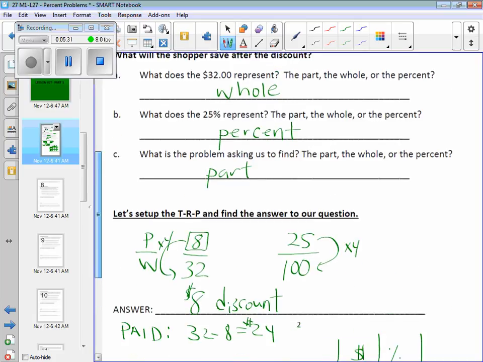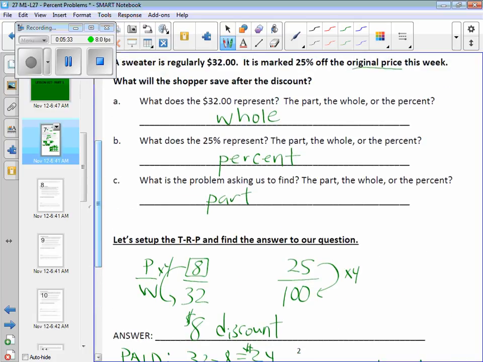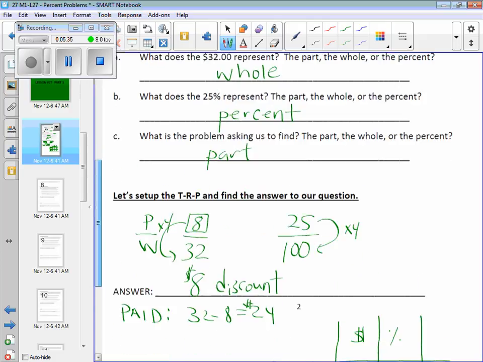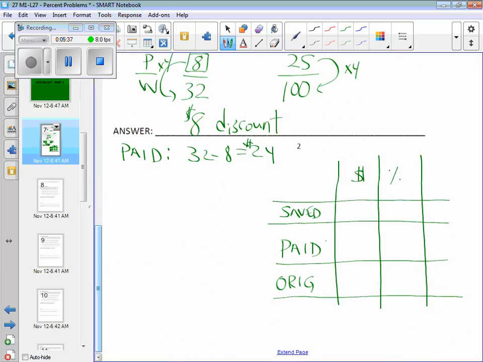The $32 goes where on the table? There's 6 different spots where it can go. First of all, is it money or is it percent? So we now narrow it down to something here in this first column because we know it's money. Is it the amount saved? Is it the amount paid? Or is it the original price? Correct. Put it in.